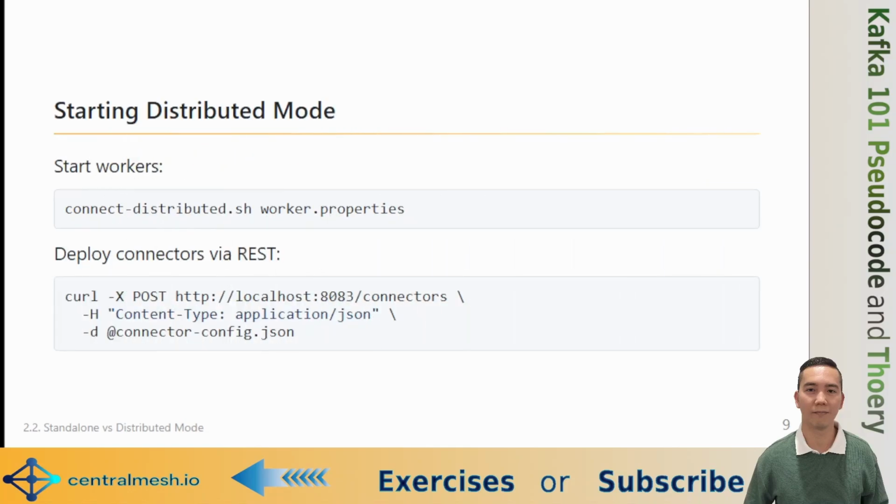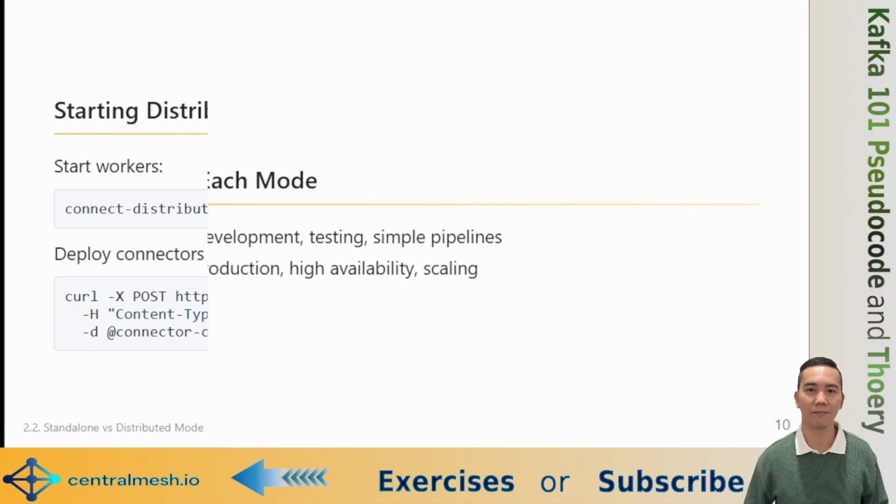In distributed mode, the startup process is split into two steps. First, you start one or more worker processes using a worker configuration file. These workers form a cluster automatically. Then, instead of a local file, you manage connectors through the REST API. You send a request to any worker, and that configuration is stored in Kafka and shared across the cluster. All workers then participate in running the connector tasks.